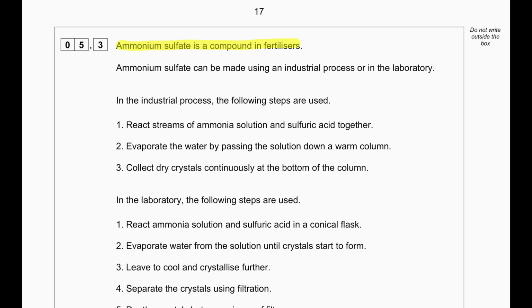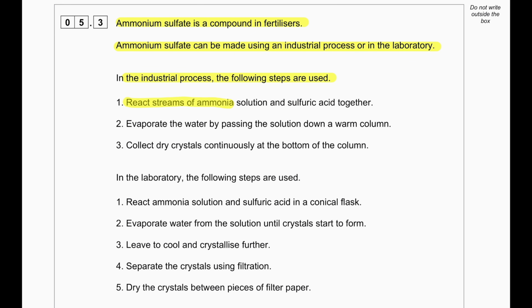Ammonium sulfate is a compound in fertilizer. Ammonium sulfate can be made using an industrial process or in the laboratory. In the industrial process, the following steps are used. React streams of ammonia solution and sulfuric acid together. Evaporate the water by passing the solution down a warm column. Collect dry crystals continuously at the bottom of the column.